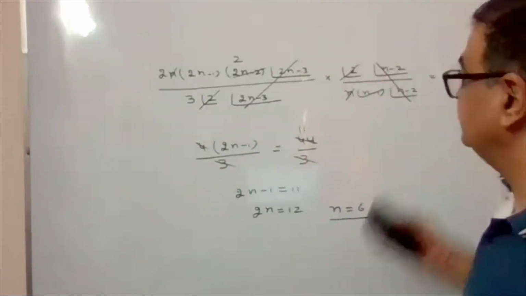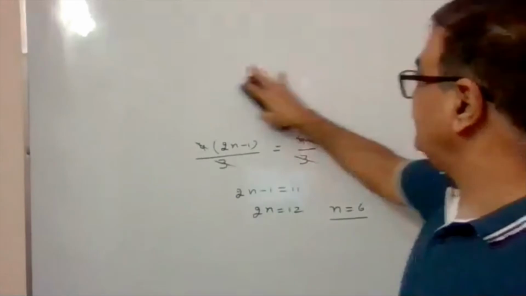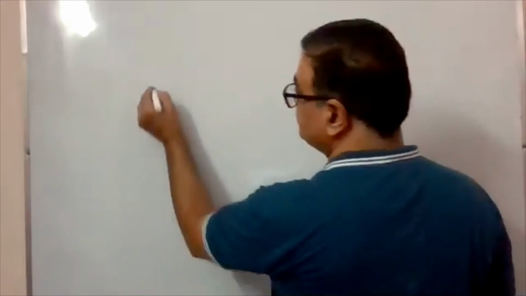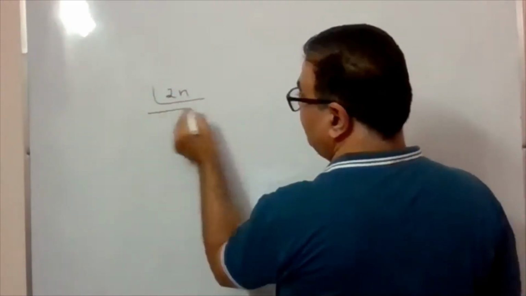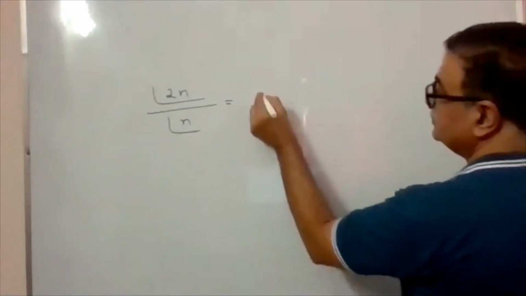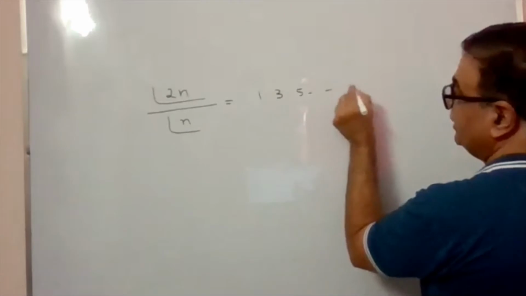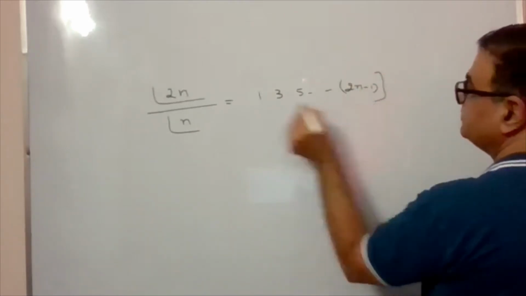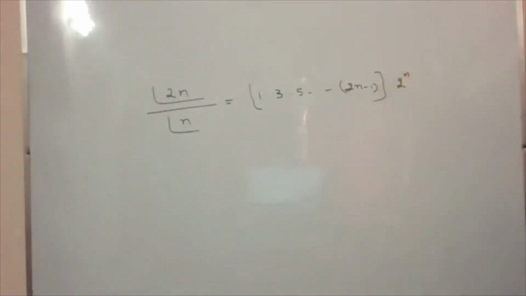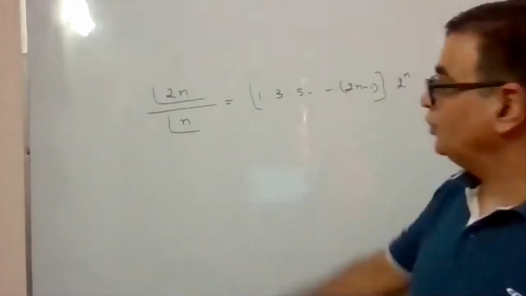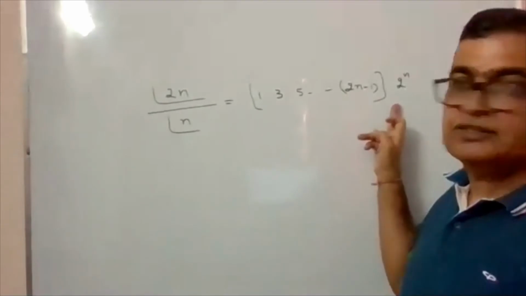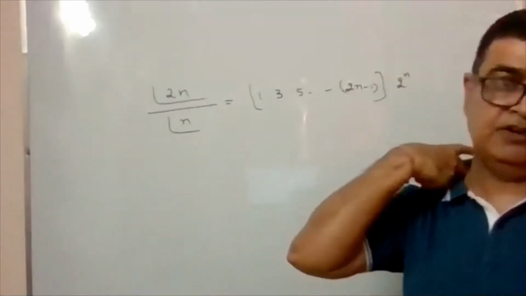Prove that, it's another good question. Prove that factorial 2n by factorial n should be equal to 1, 3, 5 till 2n minus 1, to power n. Factorial 2n by factorial n, we have to prove as 1 into 3 into 5 till 2n minus 1 into 2 power n. This is the question we have.